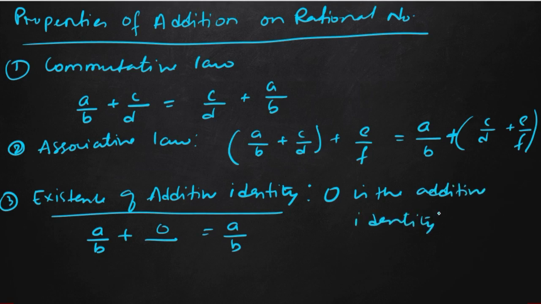Okay, so you can take another example, 2 by 3. If we add 2 by 3 with 0, the answer will be the same. This is called our additive identity.